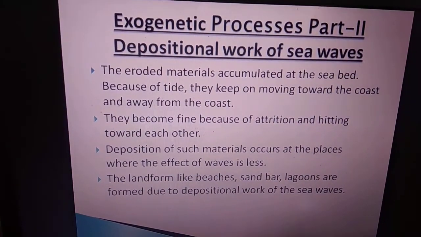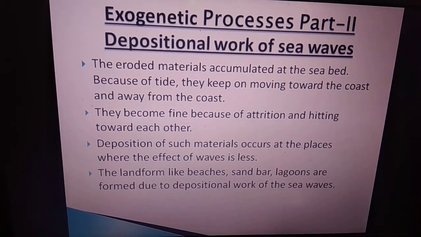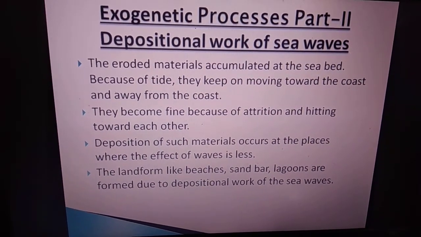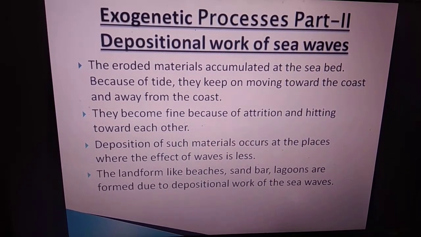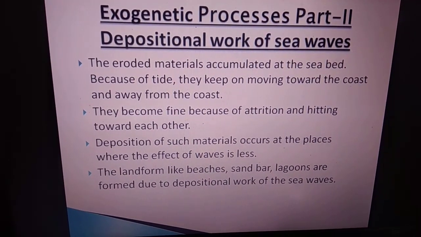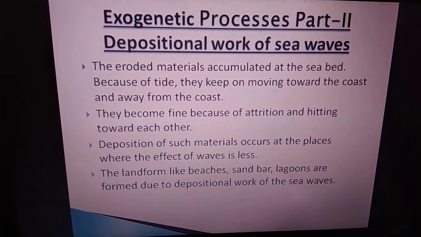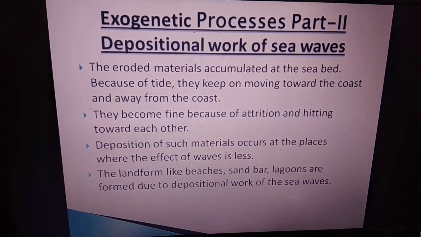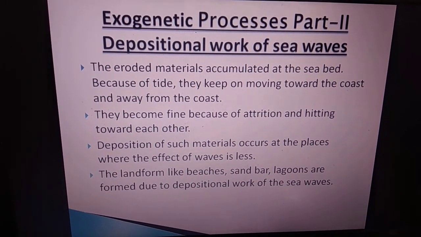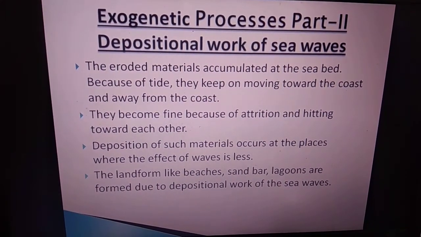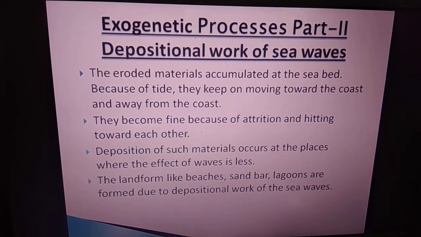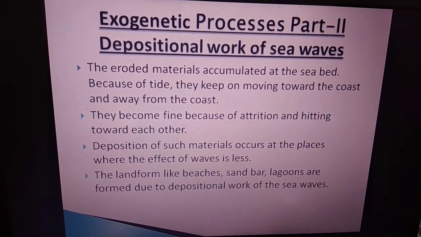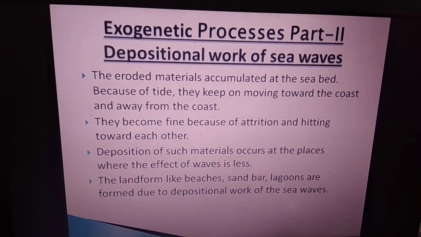Now our next topic is the depositional work of a sea wave. The first point, the eroded material accumulates at the seabed because of the tide, and keeps on moving toward the coast and away from the coast. Second point, they become fine because of attrition and hitting toward each other. The third point, deposition of such material occurs at a place where the effect of waves is less.